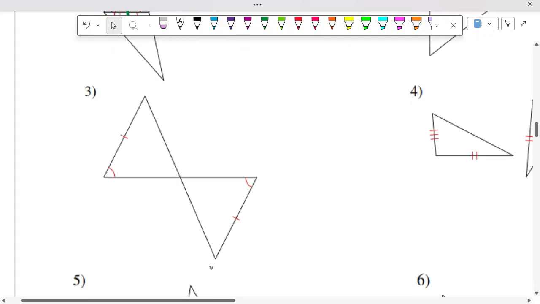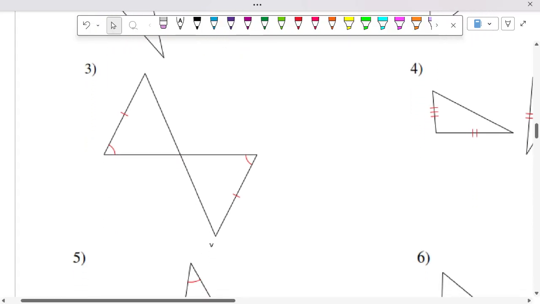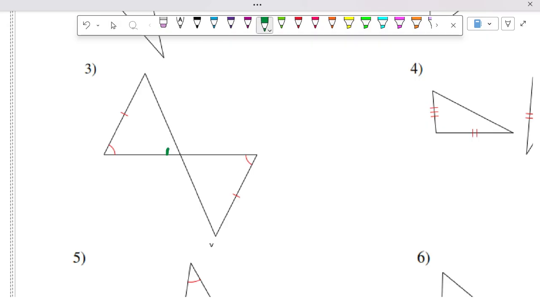Okay. Look at number 3. Anything I can mark? We can mark the vertical angles as congruent. And I'm going to use 2 ticks because they already have one marked with 1 tick. So now, what can I say that these two triangles are congruent by?